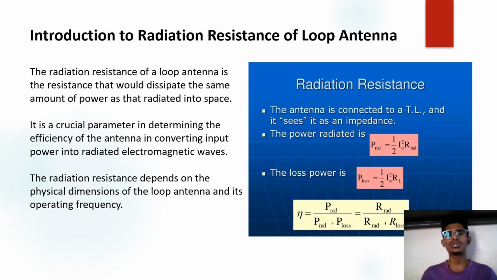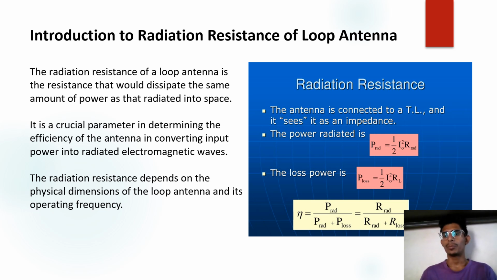It is a crucial parameter in determining the efficiency of an antenna. While converting power into radiated electromagnetic waves, it plays a crucial role. We know that radiation resistance depends mainly on the physical dimensions only. These are the physical dimensions we have, and some equations are based on them.